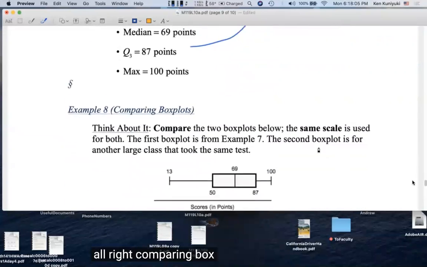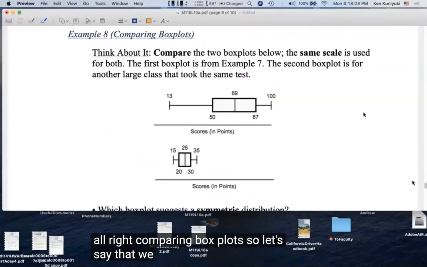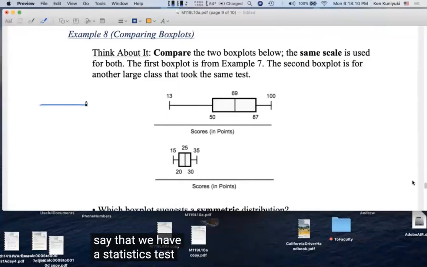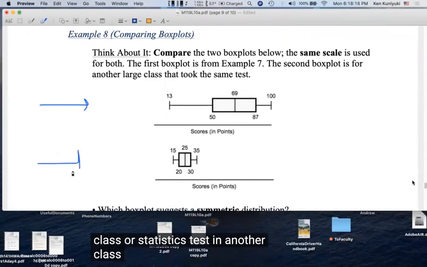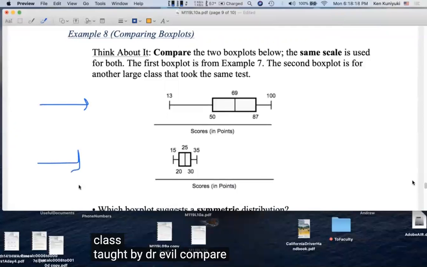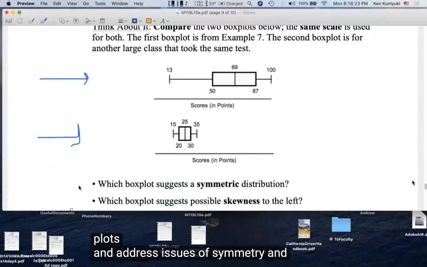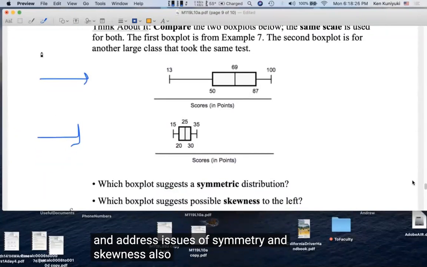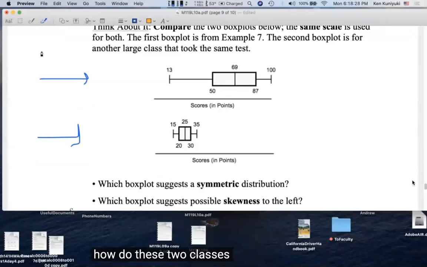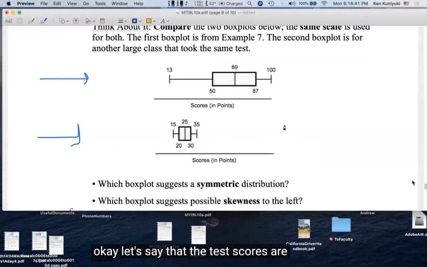All right, comparing box plots. So let's say that we have a statistics test in one class and a statistics test in another class taught by Dr. Evil. Compare these 2 box plots, and address issues of symmetry and skewness also. How do these 2 classes compare on the test? Okay, let's say that the test scores are out of 100 points.